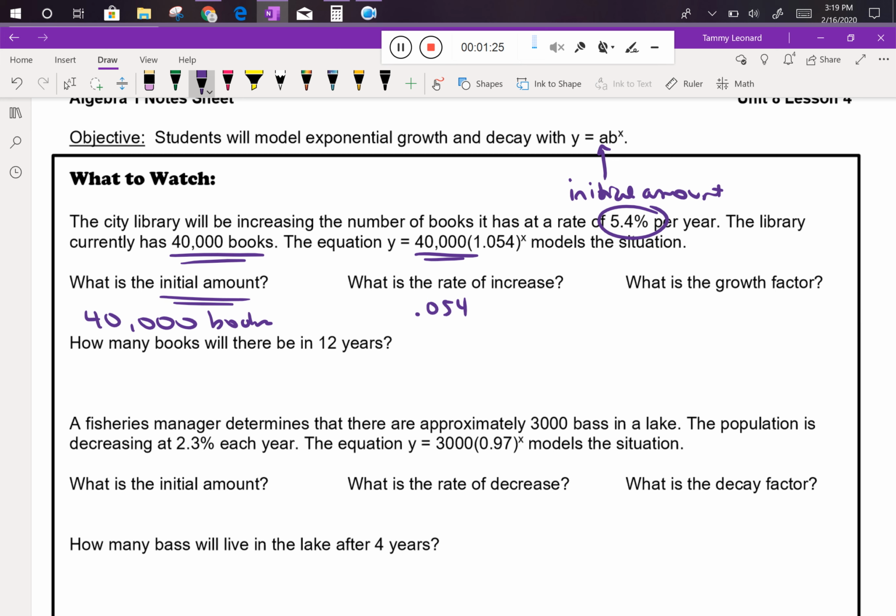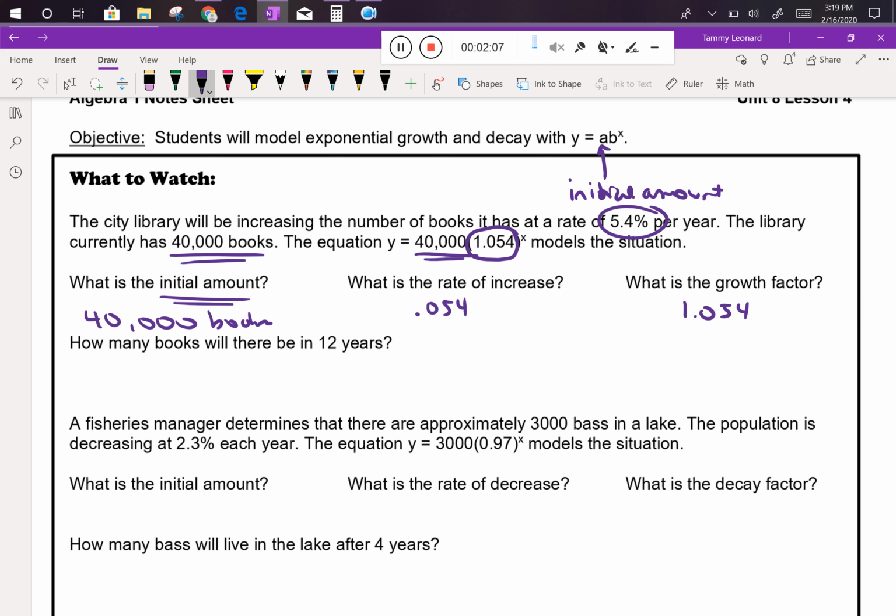But the growth factor is this whole number in here, the 1.054. So you might be wondering, where's the 1 coming from? Well, think about this. If the library is increasing the number of books that it has, it keeps all the books it already has and adds more. So it has 100% of the books it currently has, plus an additional 5.4%. So that's a total of 1.054, or 105.4%.